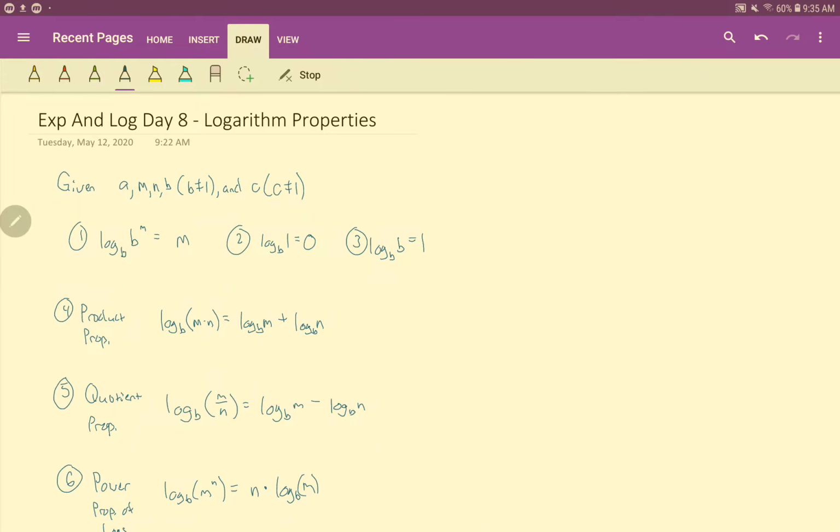So today we're going to be looking at the properties of logarithms. The next lesson is going to cover solving exponential equations, and we're going to be using logarithms to do that. So it's super important we understand these logarithm things.